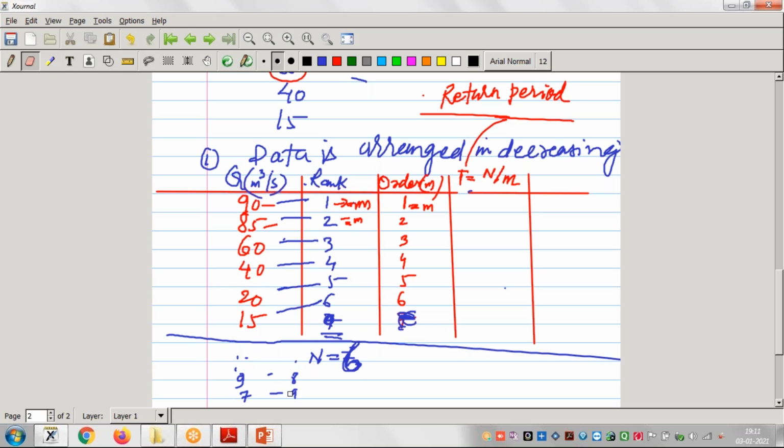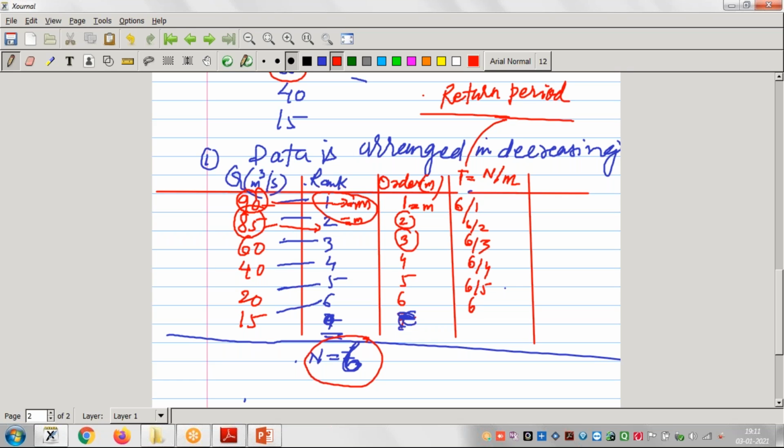So here we are taking only 6 numbers, right? So n is equal to 6, right? So that's why 6 divided by m. What is m? For this 90, the m value is 1. For 85, the m value is 2, right? Likewise, 6 divided by 2, 6 divided by 3, 6 divided by 4, 6 divided by 5, 6 divided by 6. Then we will get some values.